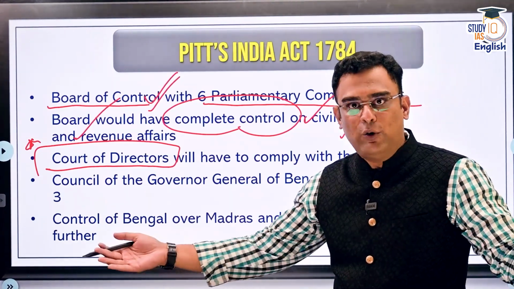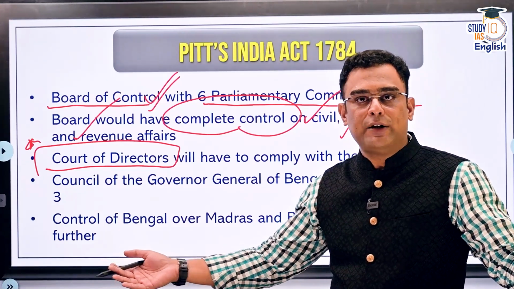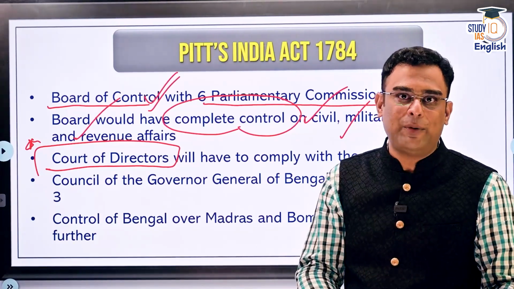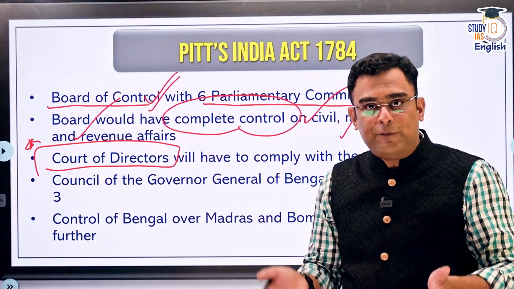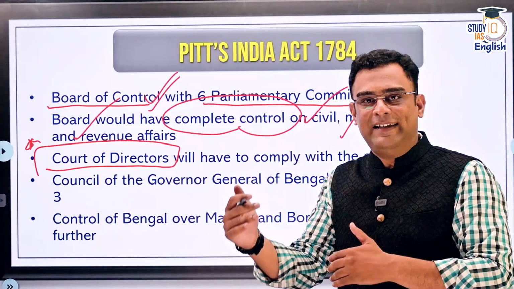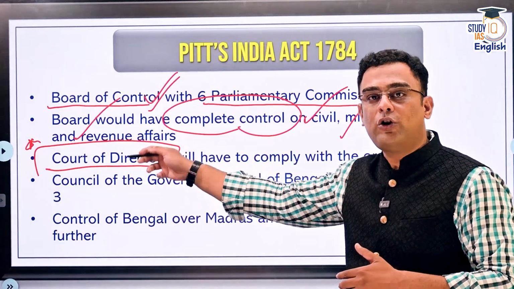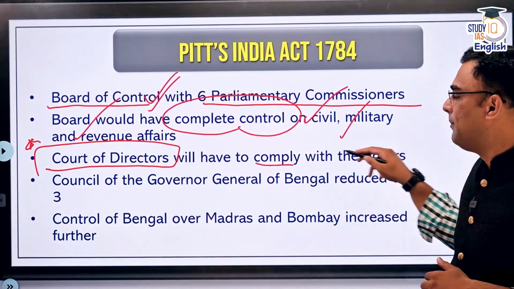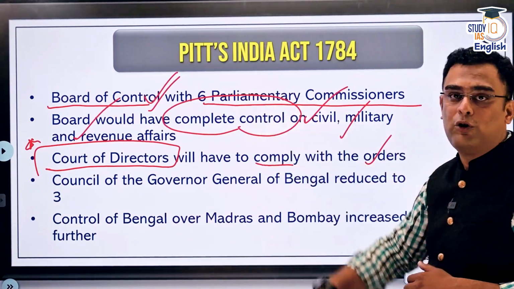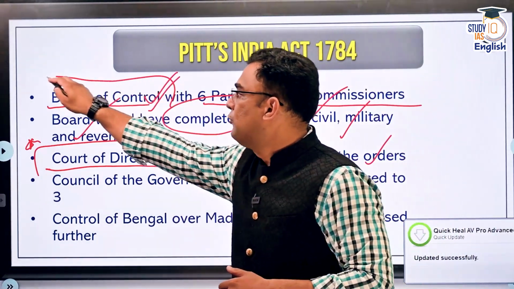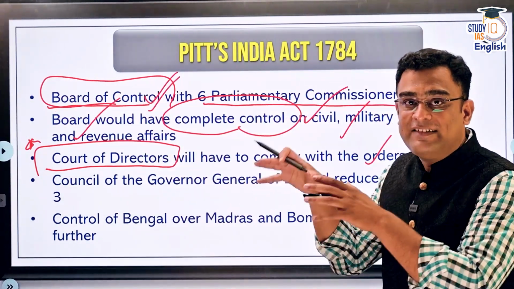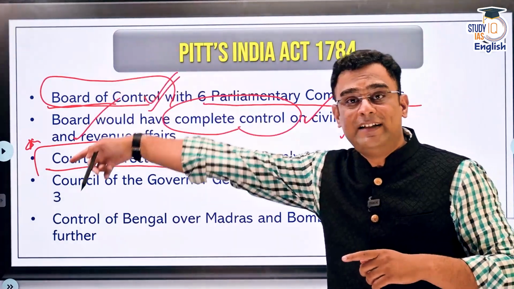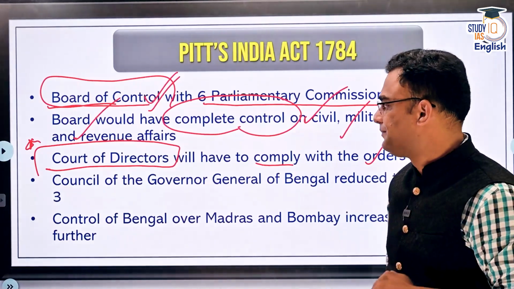There were numerous shareholders in that joint stock company. Now, not every shareholder can come practically and run the company. It's neither practically possible nor advisable. Therefore, a representative body is elected. That body is called the Court of Directors. This Court of Directors was now supposed to comply with the order of Board of Control. So, parliamentary oversight has been strengthened on East India Company, not just in India, but also in Britain.